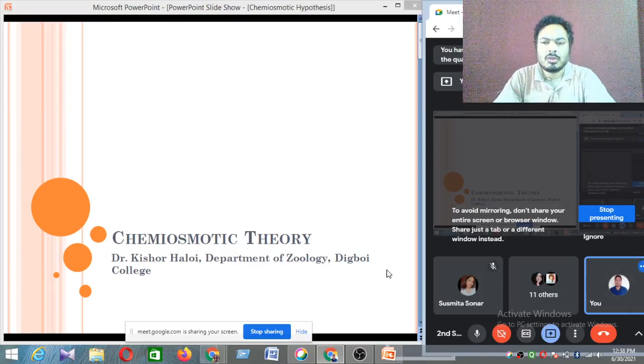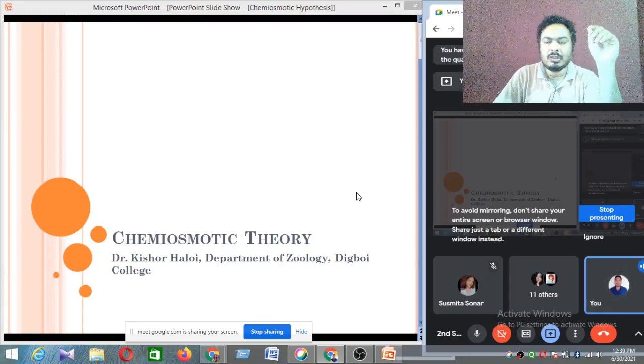So when they transport these electrons from one complex to another complex, what happens? They release hydrogen ions. You just remember, every complex, when it transports electrons from one complex to another, releases hydrogen ions. Hydrogen ions are released to the space between the inner and outer membrane, the perimembranous space.